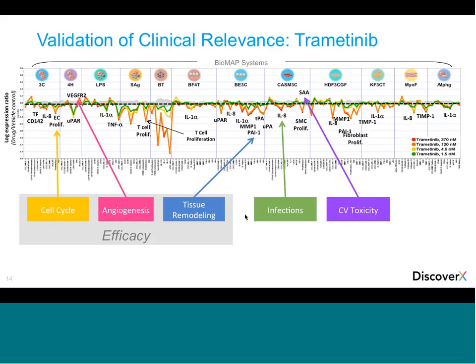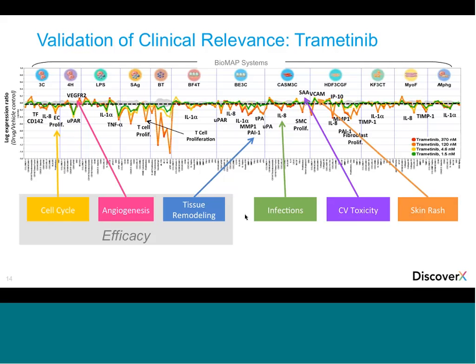We see, in addition, upregulation of a protein called serum amyloid A. This is a protein that's a risk factor for incidence of cardiovascular events. We know that trametinib is associated with potential for cardiotoxicity. Most oncology drugs are. It's not a surprise. It needs to be managed, but we see the activity here.